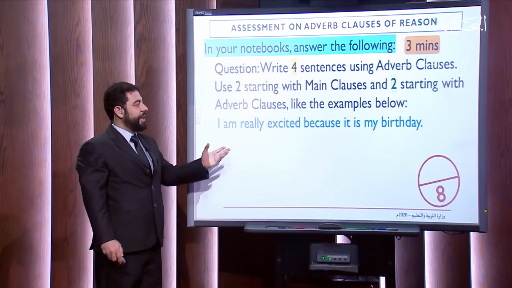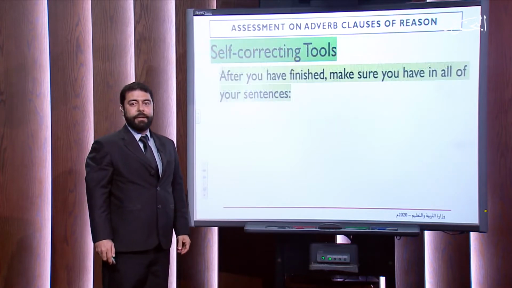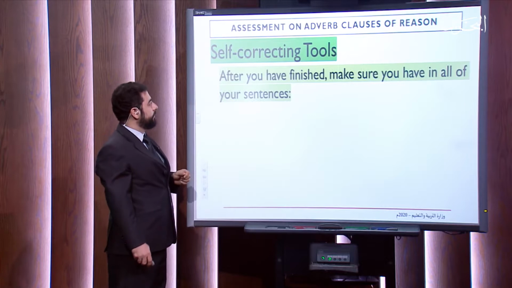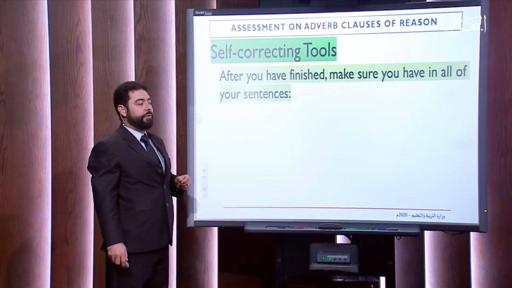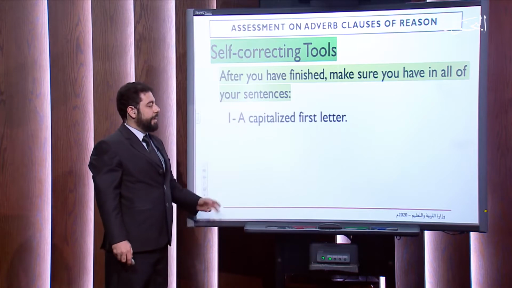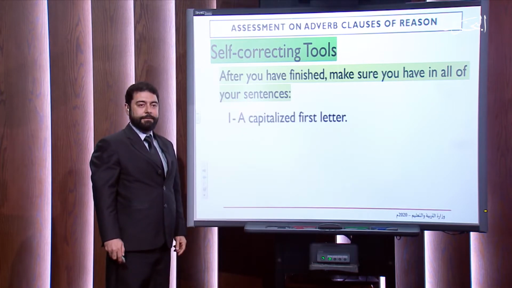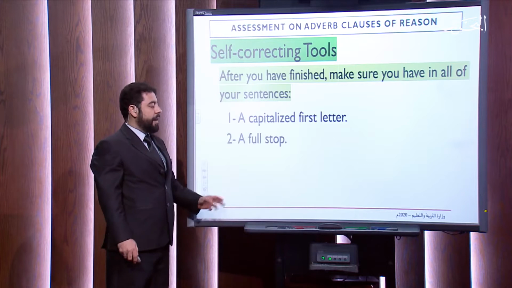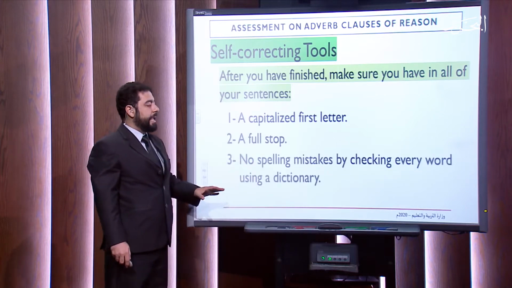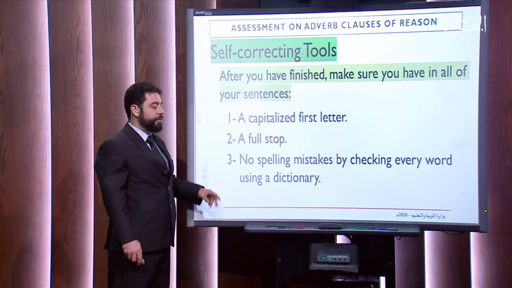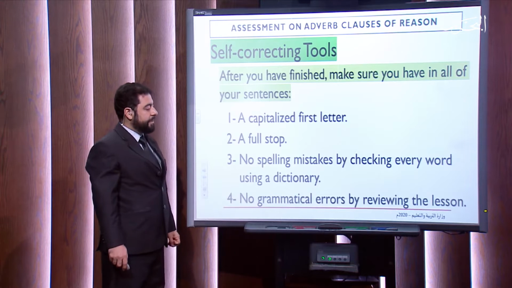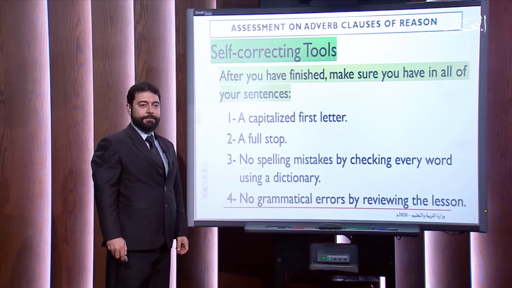All right, let's check the answers now. Before you do that, you have to use the self-correcting tools. After you have finished, make sure you have in all of your sentences the following. Number 1, a capitalized first letter. Number 2, a full stop. Number 3, no spelling mistakes by checking every word using a dictionary. Number 4, no grammatical errors by reviewing the lesson.